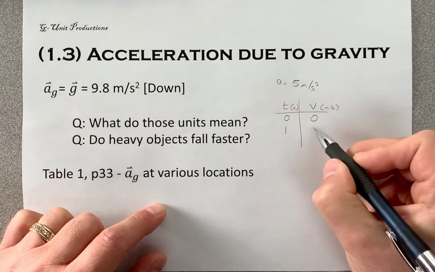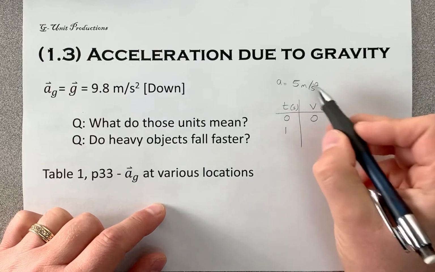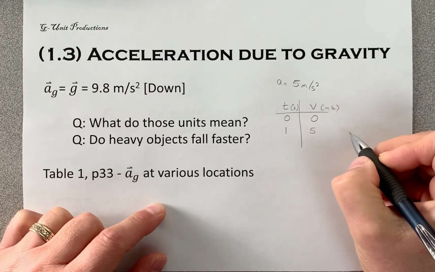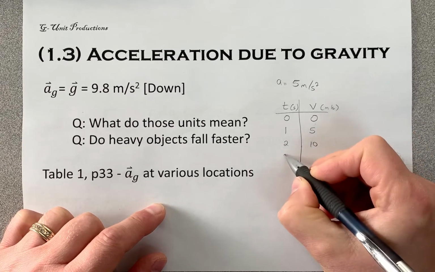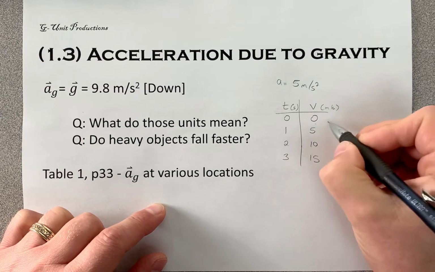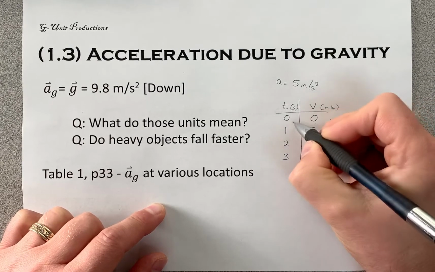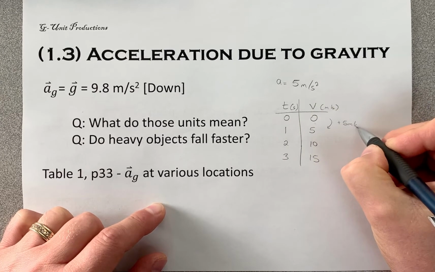After 1 second, how fast am I going? Well, if my acceleration is 5 meters per second squared, I will then be going, after 1 second, 5 meters per second. After 2 seconds, I'll be up to 10. After 3 seconds, I'll be up to 15. What this unit is saying is, for every 1 second that passes, my speed increases by 5 meters per second.